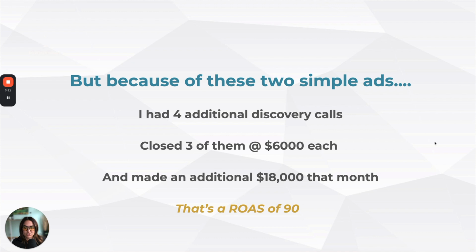Well, just from that little bit of ad spend, I had 4 additional discovery calls that month. I closed 3 of them at $6,000 each, and I made an additional $18,000 that month. That's a ROAS of 90. Usually people are shooting for a return on ad spend of like 4 times, like 7 times would be amazing. This is 90 times return.